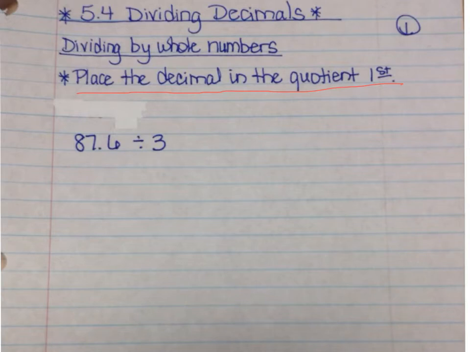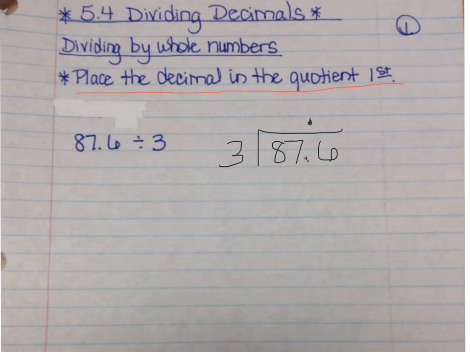So let's rewrite this. The way I always remember to write division problems is I do it as I say it as I go. So 87.6 divided by, and I make my box when I say divided by 3. Okay, and then I'm going to put my decimal in the quotient up on top, right there, before I forget. Okay, so now I can just divide as normal.